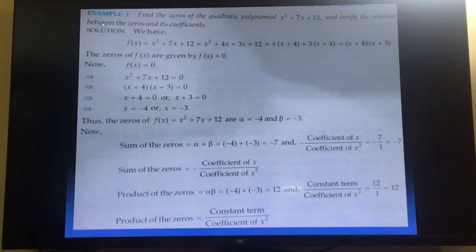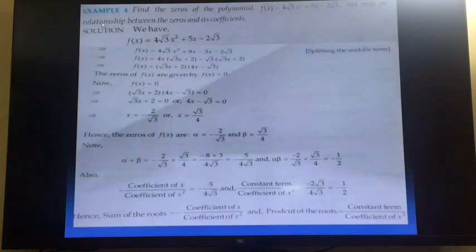So one question of this type will come. Please do good practice of this type of questions. Now the next question, it is also of the same type. I have taken one more question so that you can understand this topic once again.